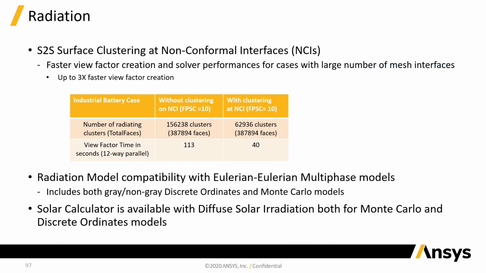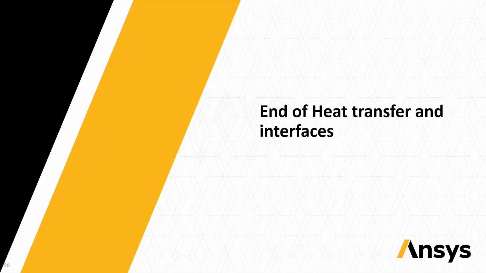On radiation, there's been improved surface-to-surface clustering when you've got non-conformal interfaces. So that's going to improve the performance. Radiation modeling is now compatible with Euler-Euler multi-phase for both the gray and the non-gray discrete ordinates and the full Monte Carlo model. So for those of you needing radiation in multi-phase, this is a big step forward. And the solar calculator is now available to set up diffuse solar radiation with both the Monte Carlo and the discrete ordinate models. So that's all I've got to say on heat transfer at the moment. But I think you'll find that there are some really useful features there that you can make use of.